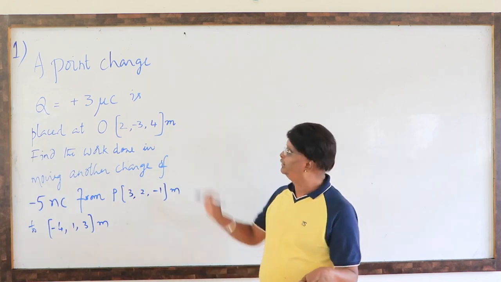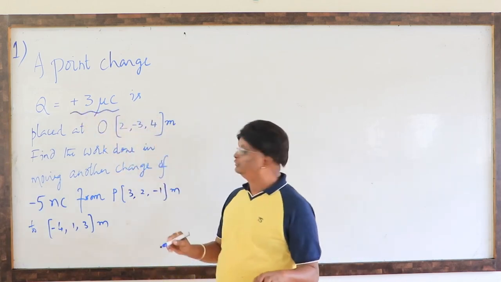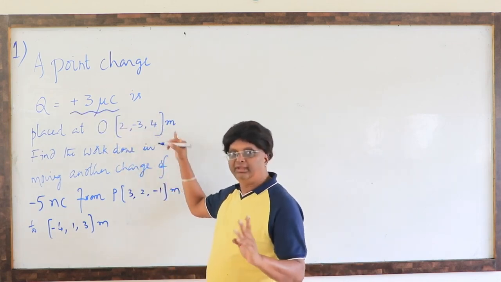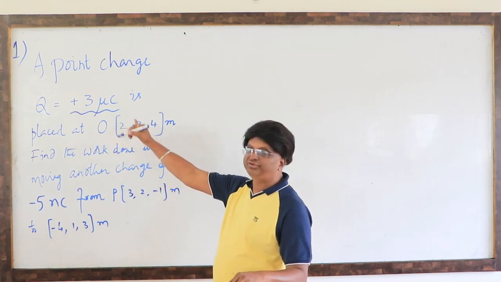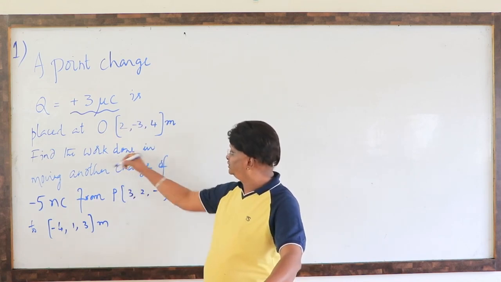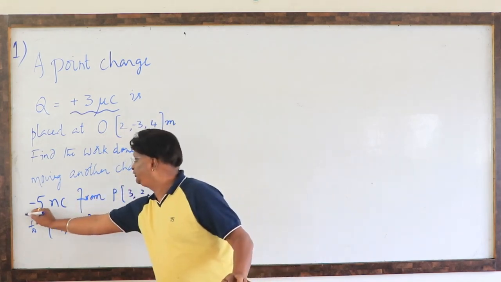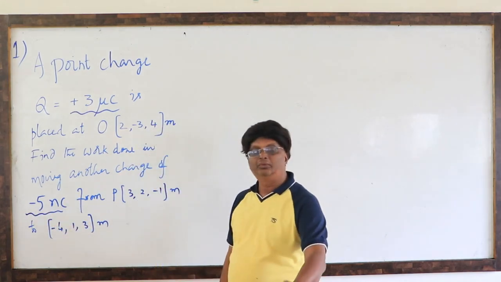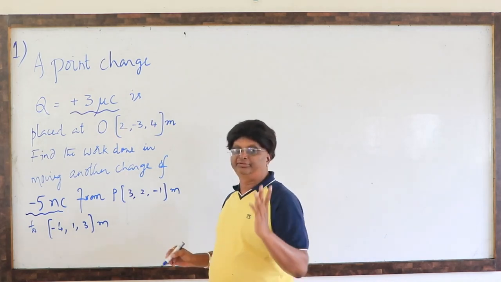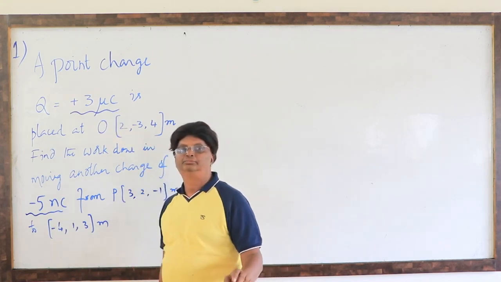First example: a point charge, a positive charge of 3 microcoulomb, is placed at this position (2, -3, 4) given in SI units. This is the position of our capital Q, the charge. Now he says, find the work done in moving another charge. That second charge is given to be -5 nanocoulomb, a negative charge. Multiples are also very important. Here it is micro, this is nano.